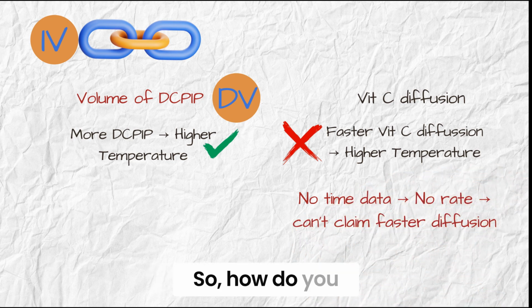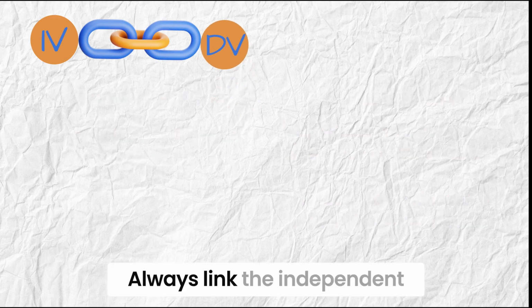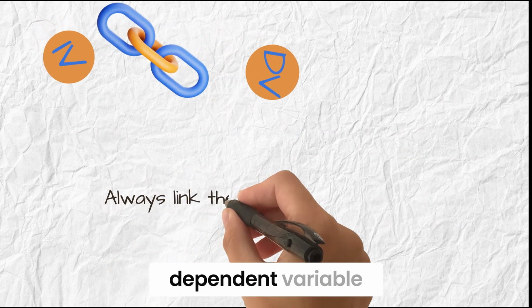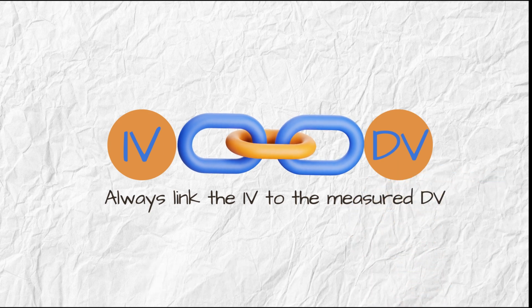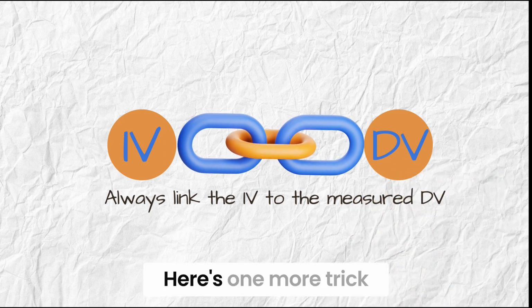So, how do you avoid this trap? Easy. Always link the independent variable to the measured dependent variable. That's always correct, always accepted, always safe. Here's one more trick to always catch the conclusion mark.